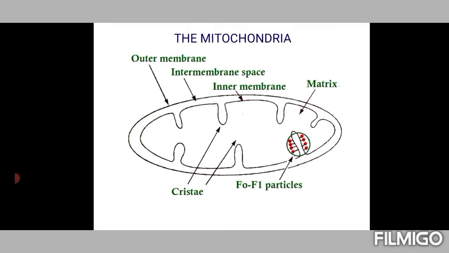Now, the matrix side is also called the N side, indicating it has a negative charge, whereas the cytosolic side, that is the intermembrane space, has a positive charge, so it is also called the P side.